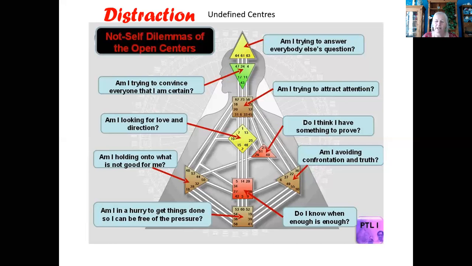Most common, and most strongly conditioned, is the will centre. So that sense of, do I have something to prove? For example, if you have an undefined will centre and an undefined G centre, do I have to prove that I'm lovable? Do I have to prove something in order to find love? And you can begin to weave them together and make up your own not-self story.